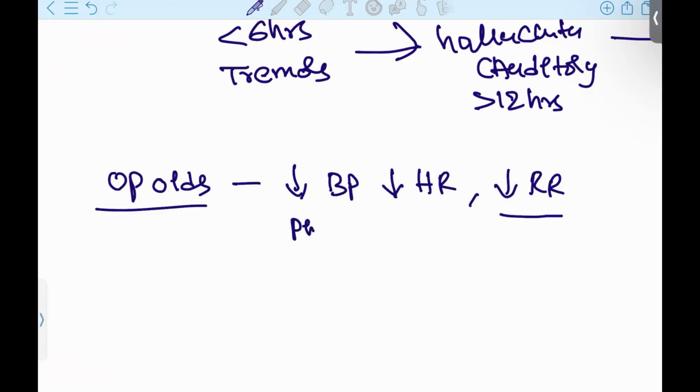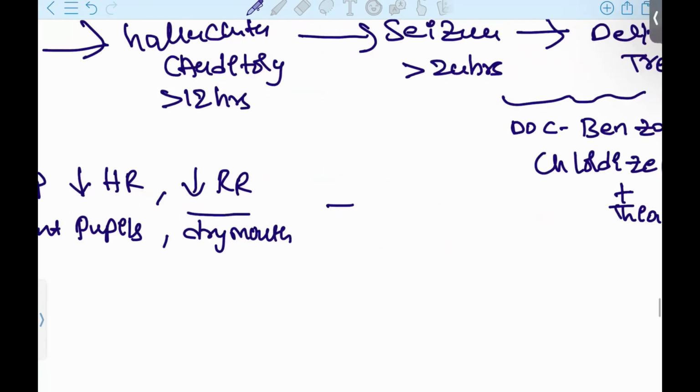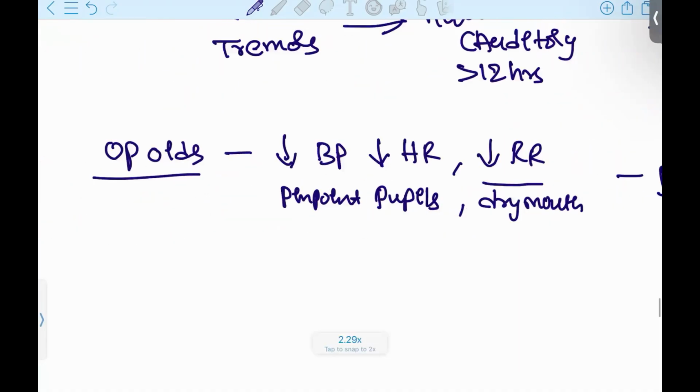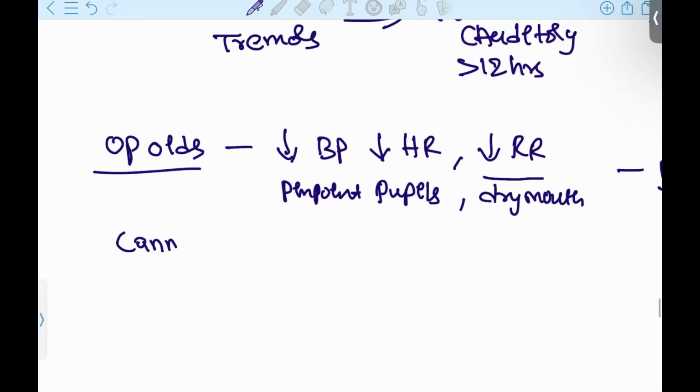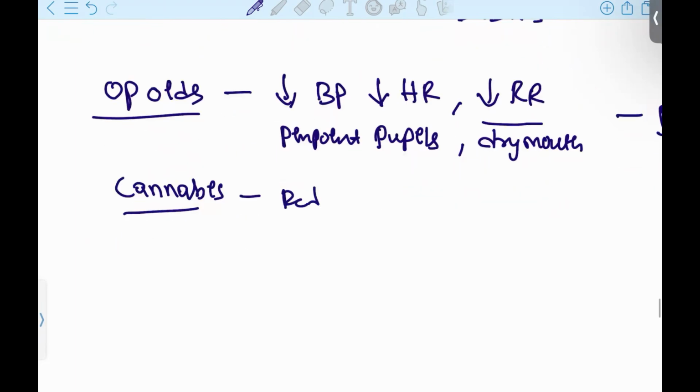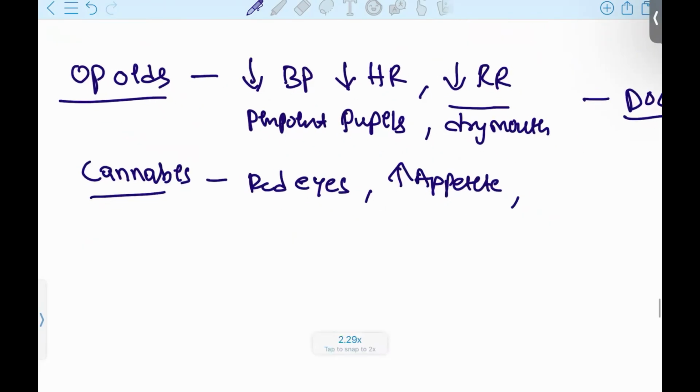Next, pinpoint pupils, dry mouth. So these are the common features of opioids. The drug of choice for this patient with intoxication is naloxone. Next one is cannabis. The weed, all this will be cannabis. What are the symptoms? The patient will be having red eyes and increased appetite. Even the patient can eat up to 3 kgs also. And also increased heart rate, dry mouth. Okay, so this is cannabis.